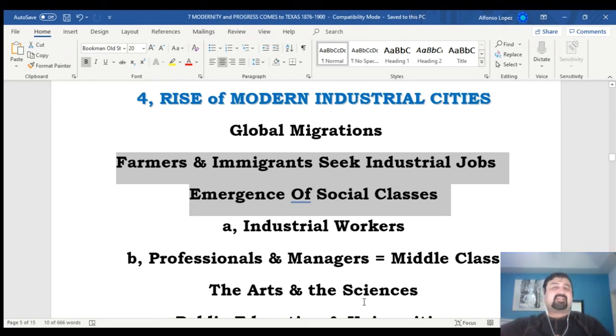Okay, so in the United States, of course, what we see is that many people who were previously just working the land, farmers, for example, are going to be migrating to the cities. People that were simple farmers, simply growing their own food, are going to leave that life, that livelihood, and migrate to the city to take on those jobs.